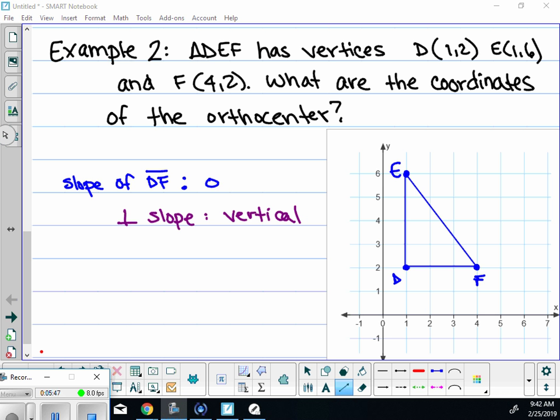Now, since we are looking at being vertical, here would be our altitude. I'm just going to extend that a little bit. Now, the other slope that's going to be relatively easy to identify is DE or ED, because that slope is undefined. It's a vertical line. So what's perpendicular to vertical? Horizontal, or zero slope.